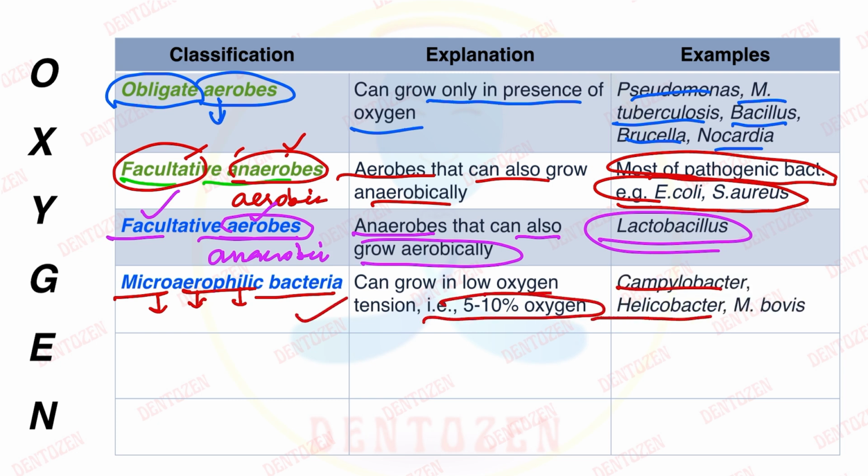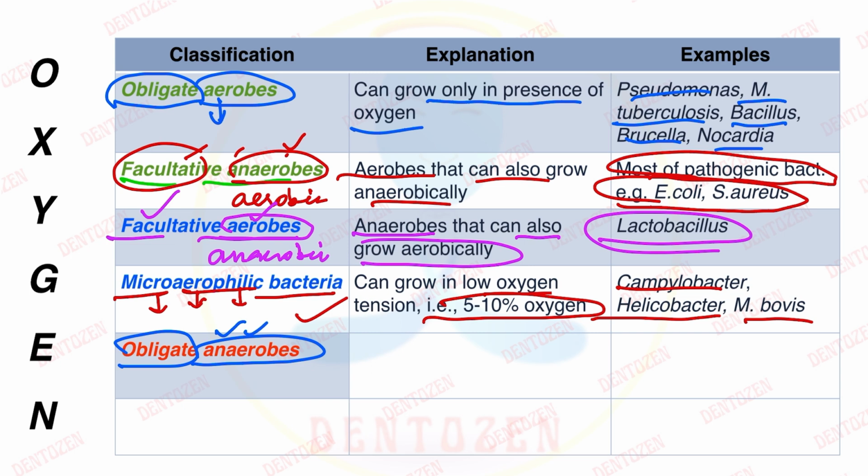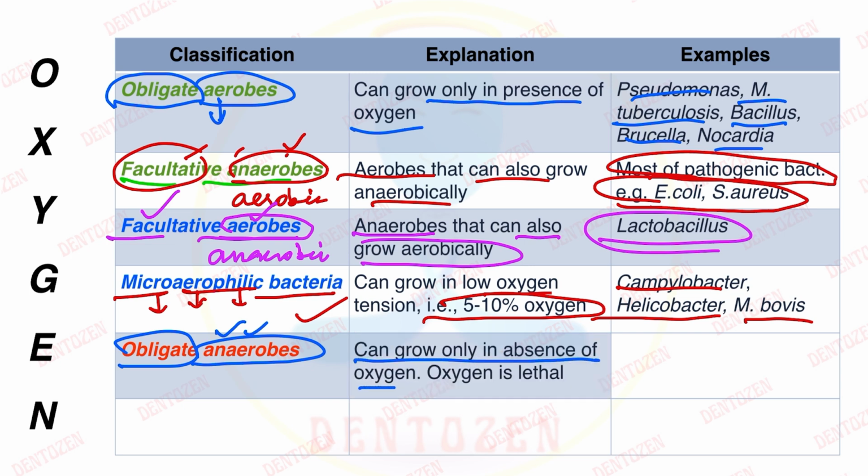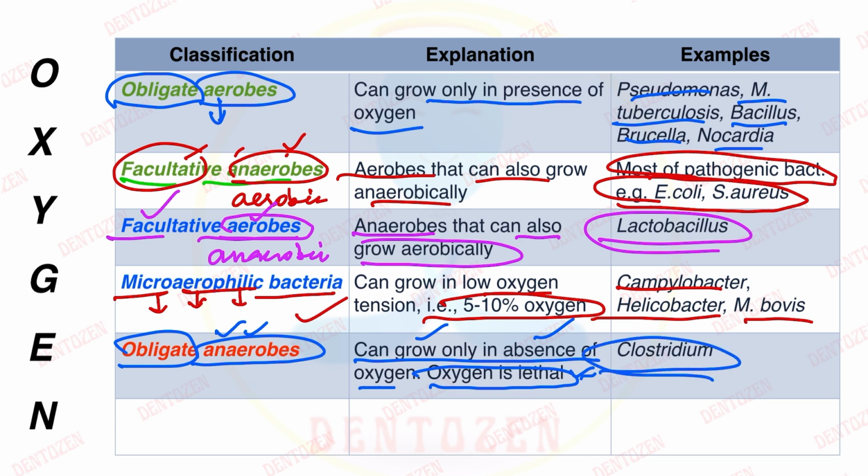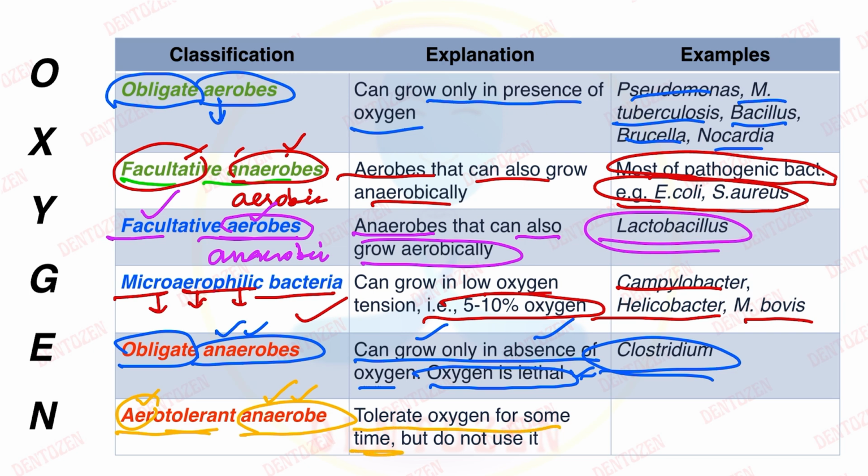Then obligate anaerobes, necessarily anaerobes, they are necessarily growing in the absence of oxygen, or a little amount of oxygen can be lethal to them. So they can grow only in the absence of oxygen. Example is Clostridium. And finally, there is a term which is called aerotolerant anaerobes. Anaerobes, they grow in the absence of oxygen, but they can tolerate small amount of oxygen. So they tolerate oxygen for some time but do not use it. Example is Clostridium histolyticum. So those can be the types based on their oxygen requirement.